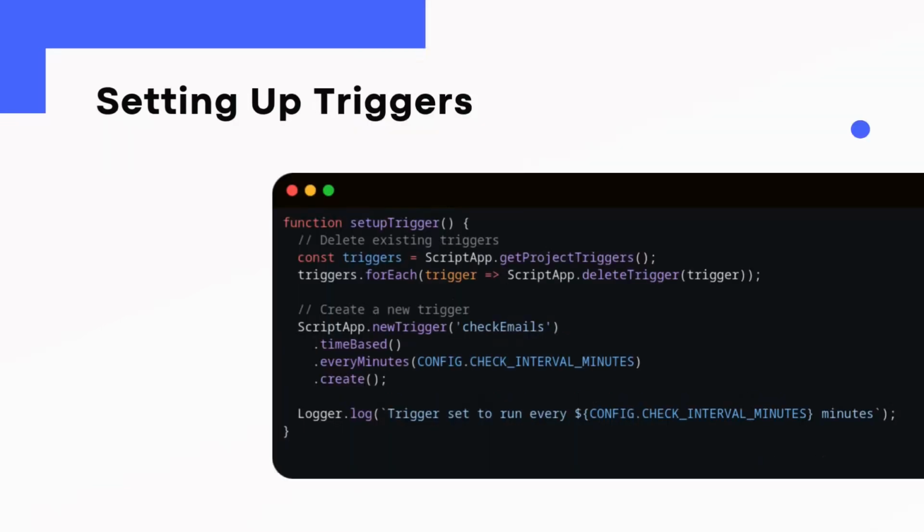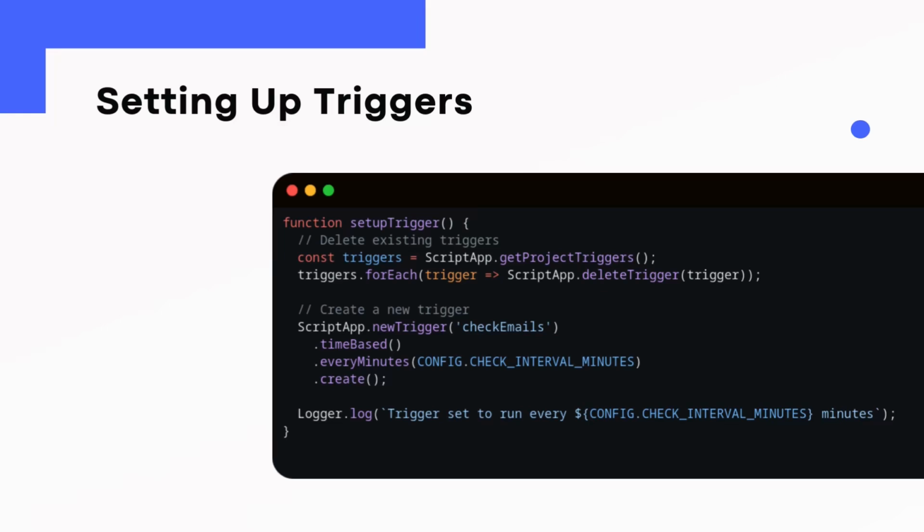So now we need to set up triggers for our email, right? This is basically automating everything. The trigger setup is what makes our system run automatically. First, we clean up any existing triggers to avoid duplicates. Then we create a new one that runs every few minutes.